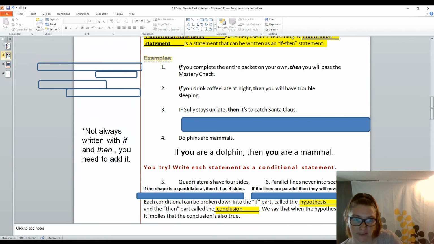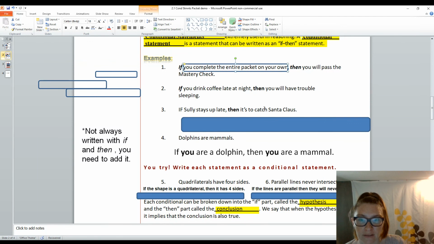So let's go to the top. I'm actually going to go back up here to examples 1, 2, and 3 to help me identify the if and the then, so I can look at the hypothesis and the conclusion. So in number 1, what part is the hypothesis? The hypothesis is you complete the entire pack on your own. So you could highlight that, or you can write the word hypothesis over it.